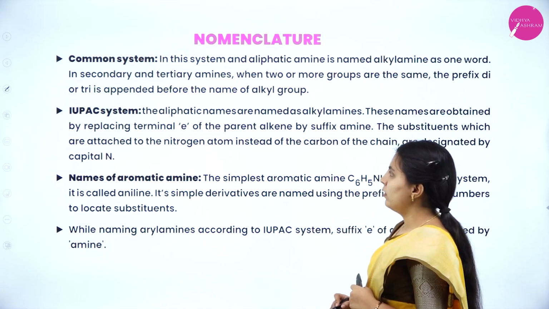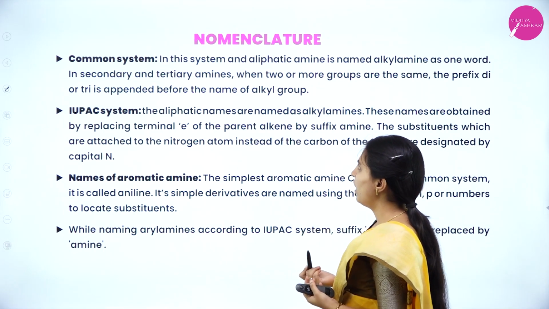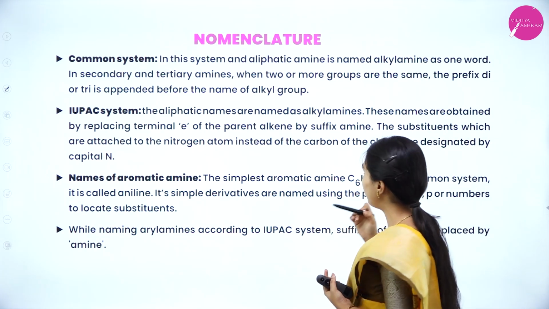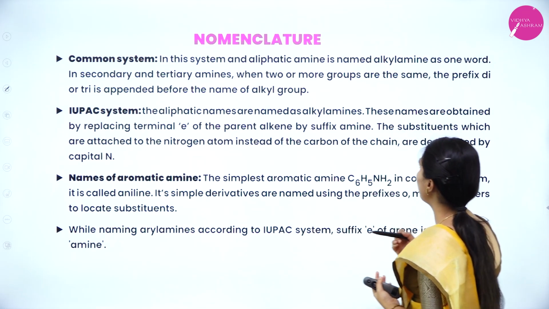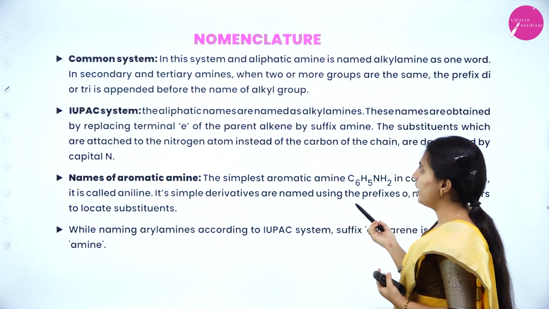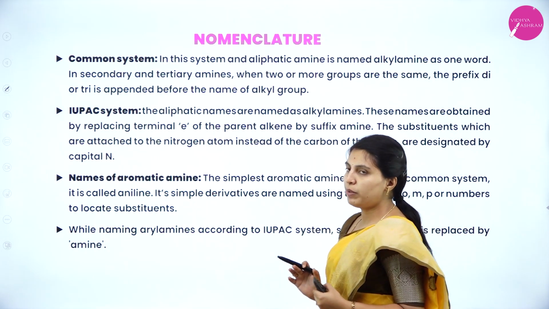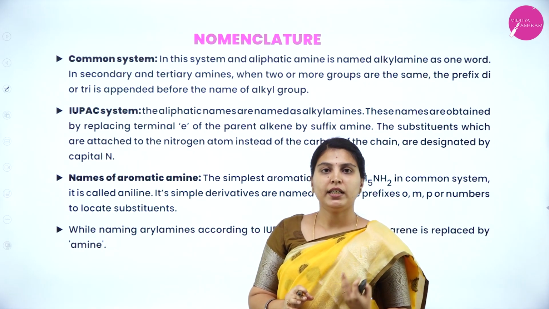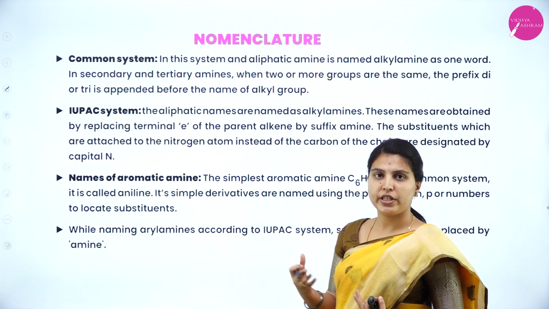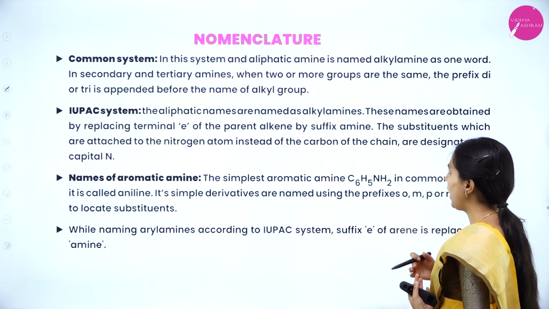Next, nomenclature. We know that in 2 systems we can classify, that is common system and IUPAC system. In the common system, aliphatic amine is named alkyl amine as one word. In secondary and tertiary amines, when 2 or more groups are the same, the prefix di or tri is appended before the name of alkyl group. In this type of common name nomenclature, we will usually call it as alkyl amine. But if 2 or more alkyl groups are there, then we will substitute it as dialkyl amine, trialkyl amine, like that. In IUPAC system, the aliphatic amines are named as alkanamines.